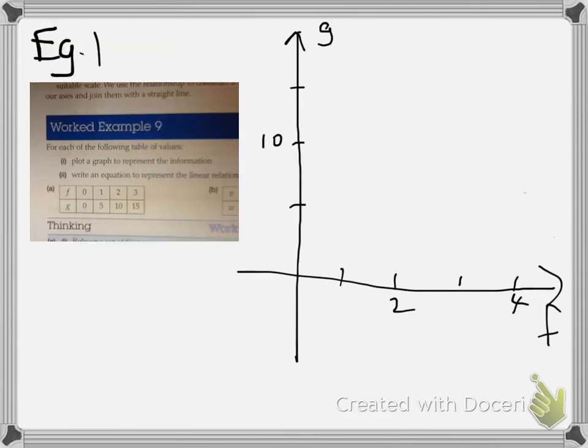Looking next, we've got our first worked example, which happens to be worked example 9 from the textbook, and it says, for each of the following tables of values, plot a graph to represent this information. Then it says to write an equation to represent the linear relationship. So you can see this first one is relating f and g, that we need to show the relationship of on the set of axes next door, which isn't drawn very neatly.